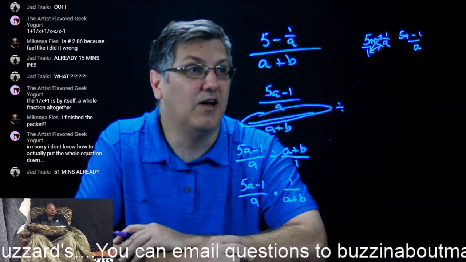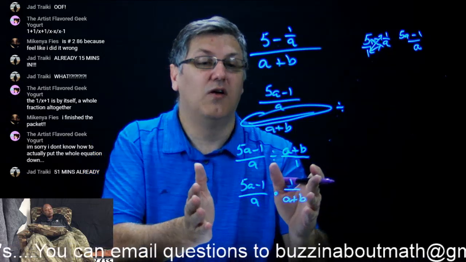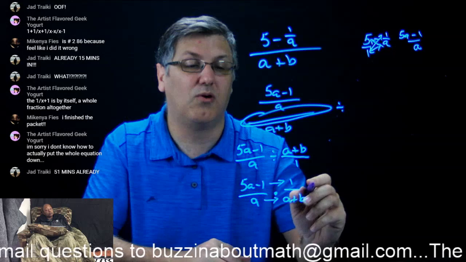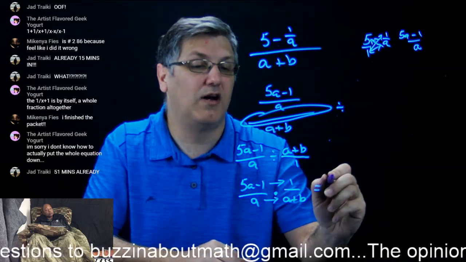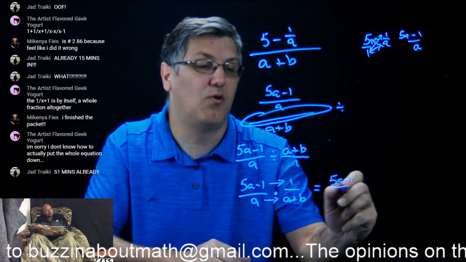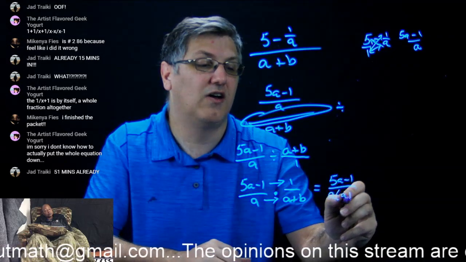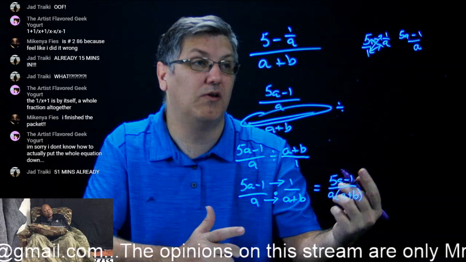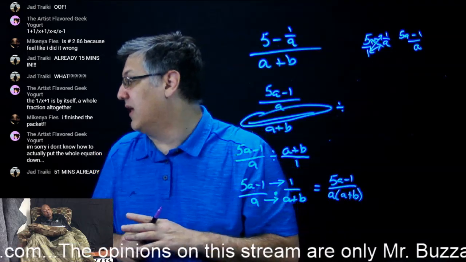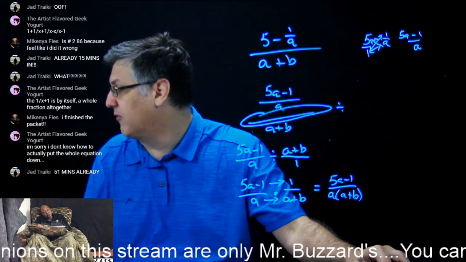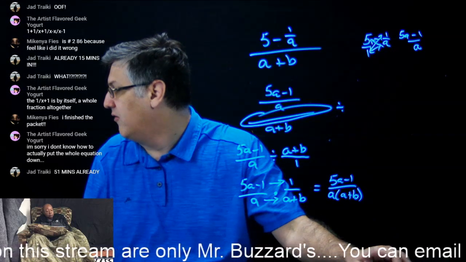All right, from here, all you need to do is multiply these fractions together. I multiply straight across and straight across. Well, 1 times 5a minus 1 is 5a minus 1, all over, well, a times a plus b is a times a plus b. You can distribute this if you want. That's a fairly straightforward way to simplify a complex fraction.